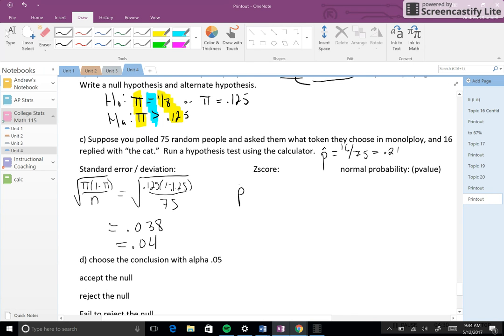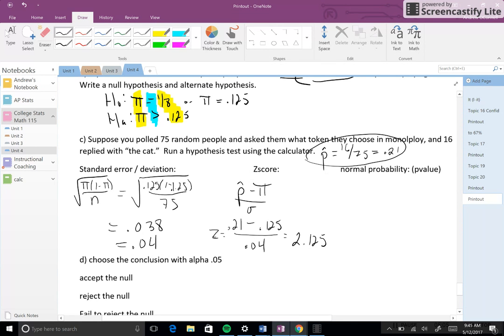Z-score formula would be the sample minus the parameter over standard deviation. Our p-hat, this is where this p-hat up here comes in. So we would have 0.21, the sample, versus the null hypothesis. The parameter we hypothesized was 0.125. So about 21% versus 12 or 13%. They are different, but are they statistically significantly different? Well, we get a z-score to find out.